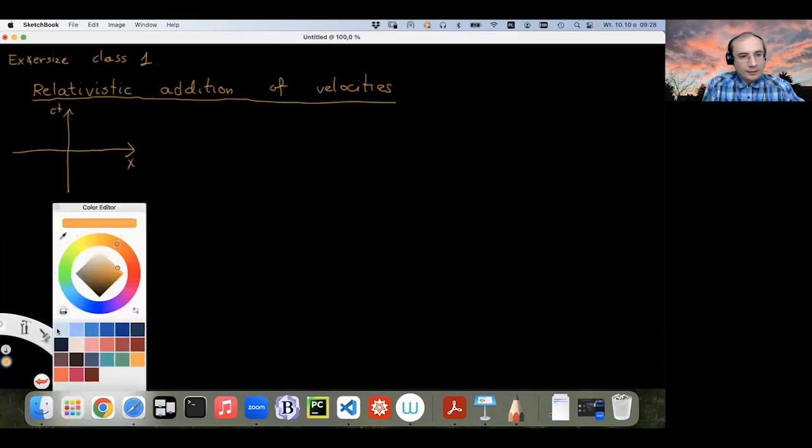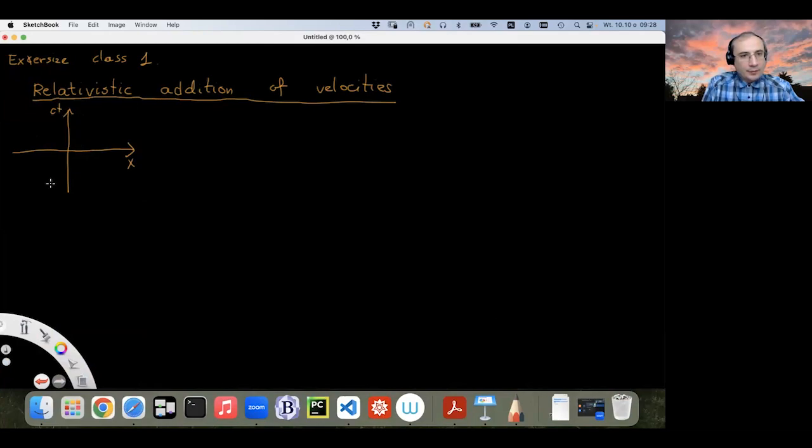Then inside this frame, we've got another one moving with respect to that one. I assume it passes through exactly the same origin. So here we have x tilde, ct tilde. And it's moving with velocity v1 as recorded by this orange frame without any tilde.